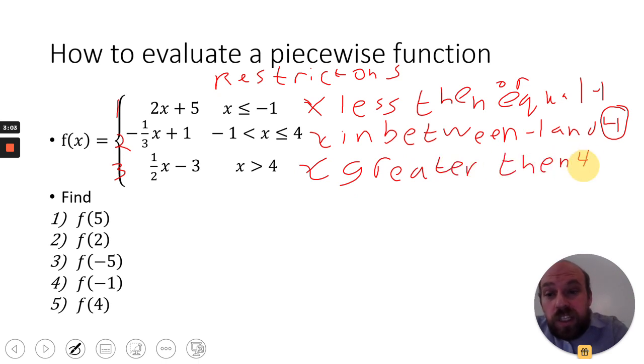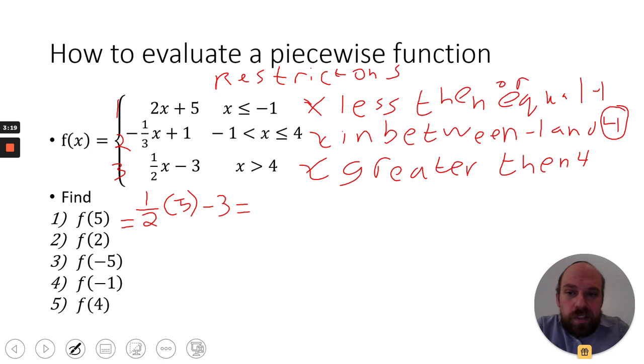And you plug in each number. 5 is greater than 4, so you use the third rule. So half of 5 minus 3. Half of 5 is 2.5. 2.5 minus 3 is negative 0.5.